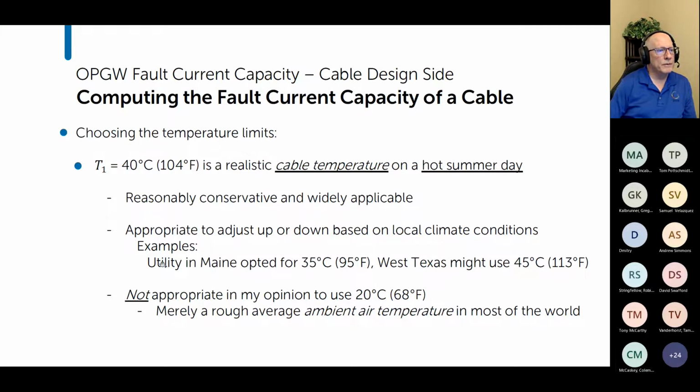Cable suppliers should be indifferent to it, but you do need to make sure that all the cable suppliers use the same values. I will comment before moving on that, in my opinion, it is not at all appropriate to use 20 degrees C, which is 68 degrees F. I see offshore suppliers, meaning suppliers outside the United States, using that all the time as T1. That's a rough average ambient air temperature in most of the world. It has nothing to do with what the cable temperature is going to be, especially not if you assume a hot summer day, reasonably hot.